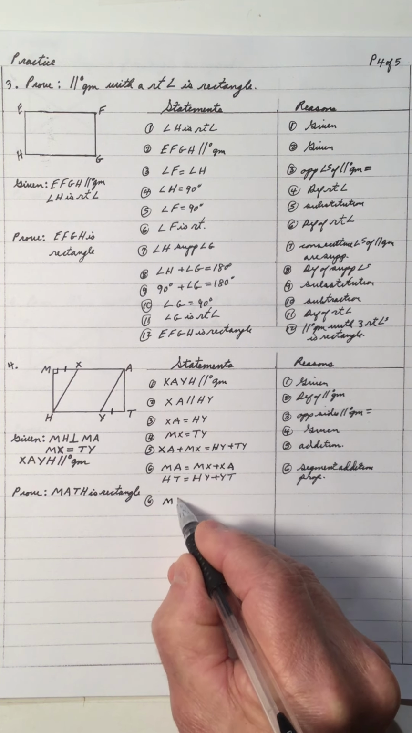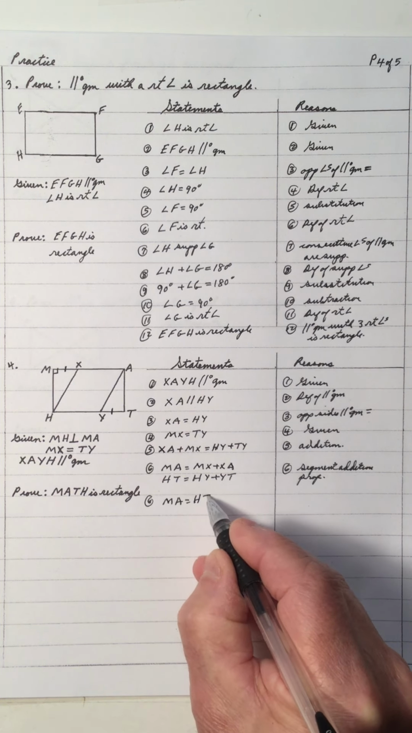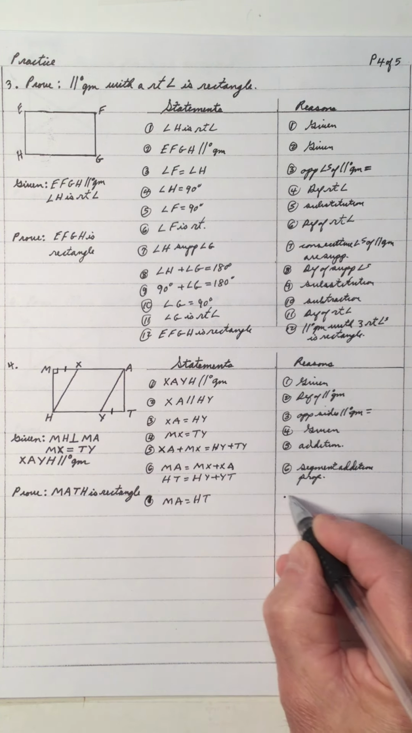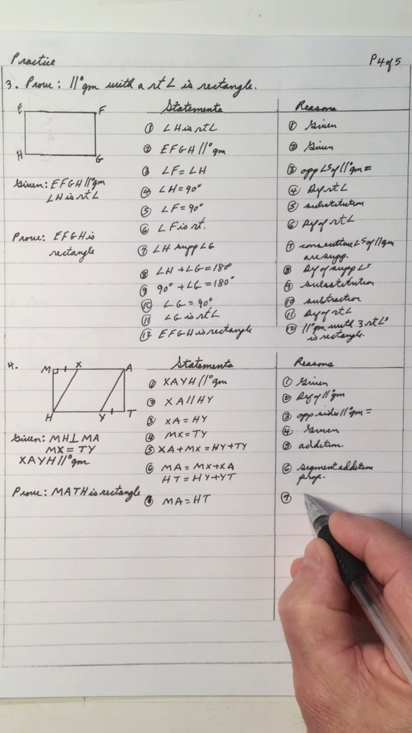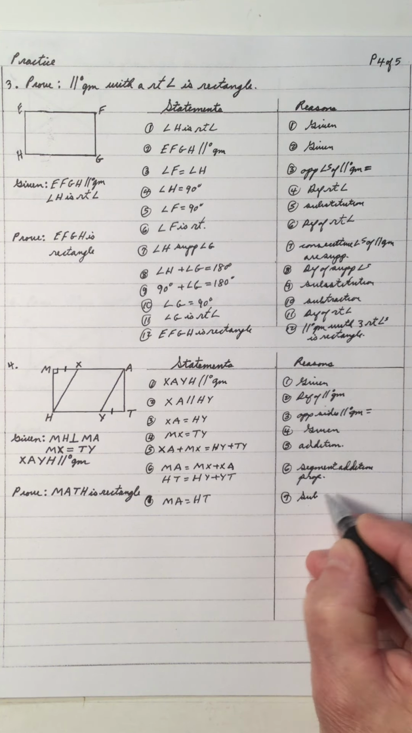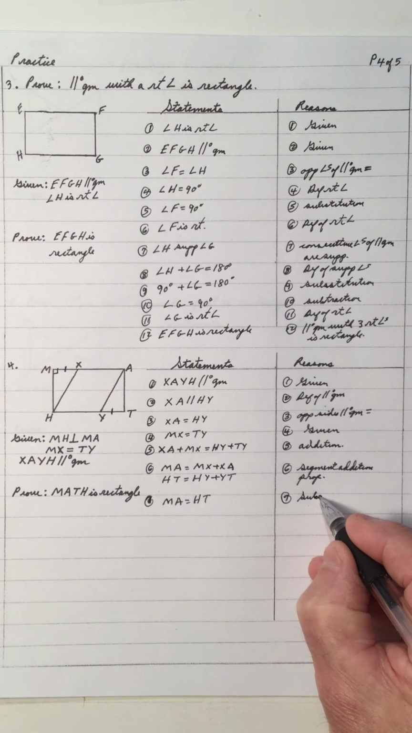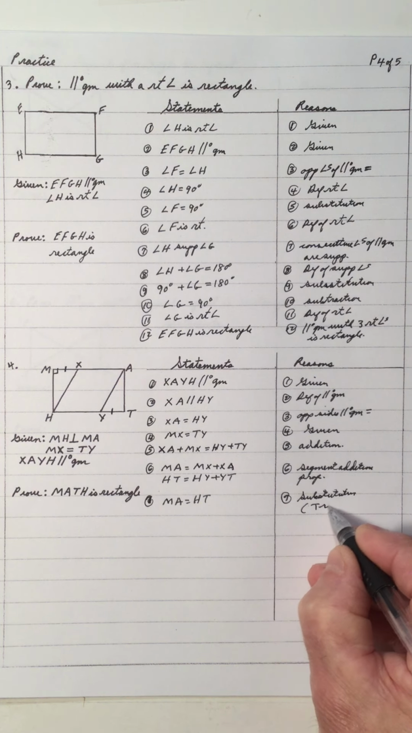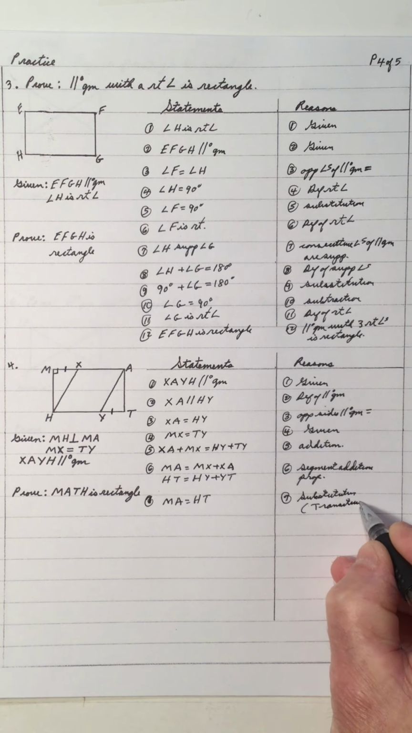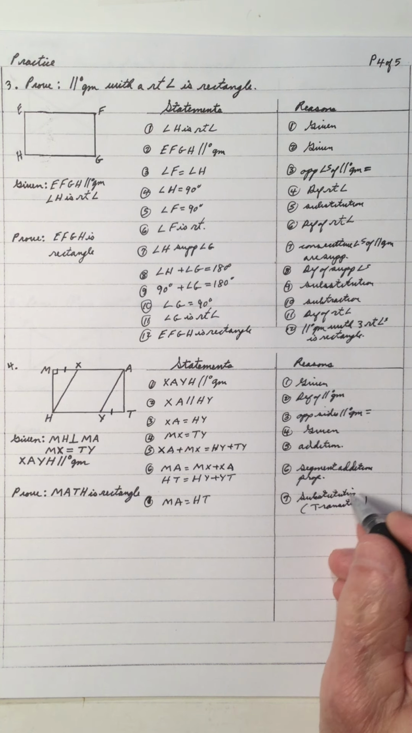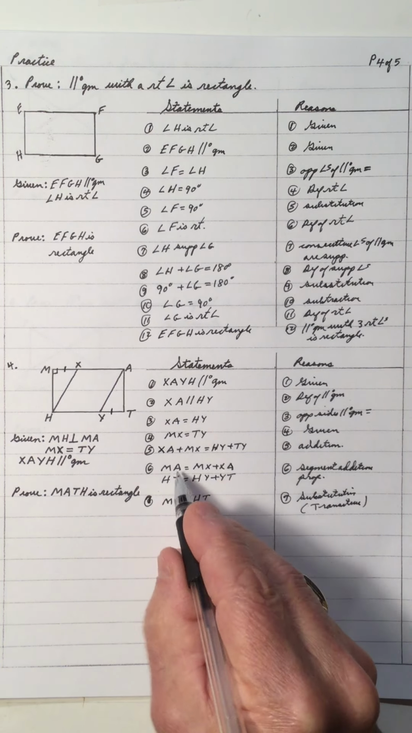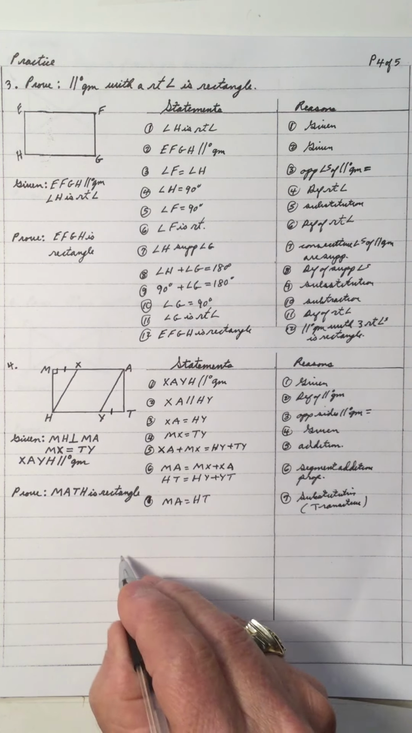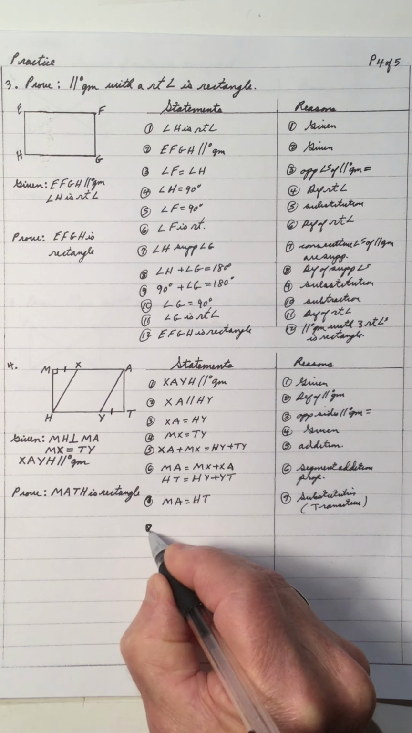So that means that MA equals HT by, that's number 7, gotta be careful, by substitution, or you could say transitive, either or. Transitive might be better, but check with your teacher. Again, these two are equal to these two, so that's the transitive property, or you get away with a substitution.